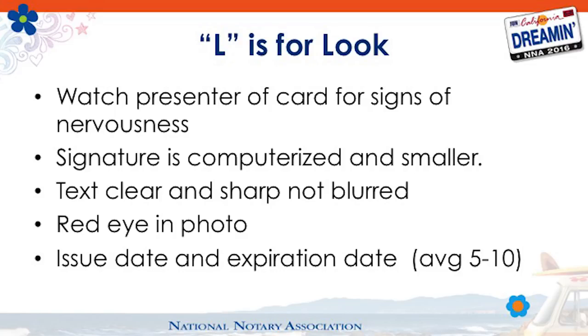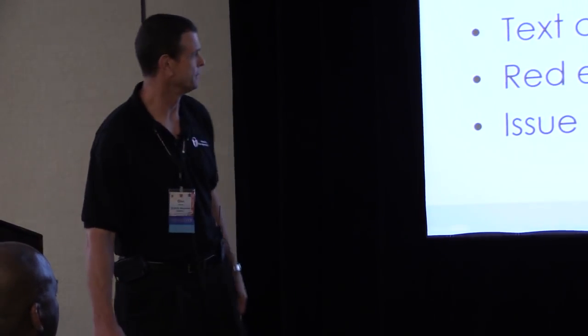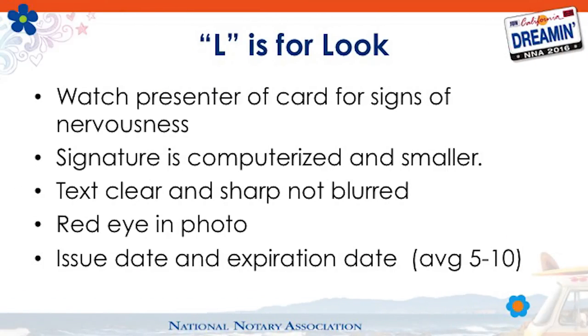L is for look. Now that we're taking a little more time on the card, is the person who gave you the card getting a little nervous? What's taking so long here? Why are we taking a little bit longer looking at this card, all right? Beware of that. Is the signature computerized and smaller? Is the text clear and sharp, not blurred? Okay, you shouldn't see any blurry letters on your driver's licenses, all right? It should be sharp and clear like that. Red eye photos, as bad as DMV is, they ain't taking red eye photos, all right? Usually taking the red eye photos in the back alleys there. Shine, click, big flash there, okay?